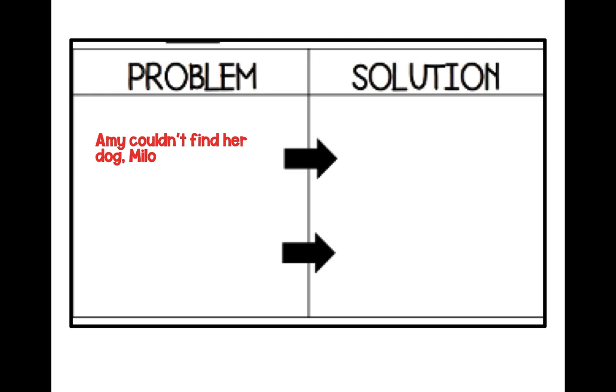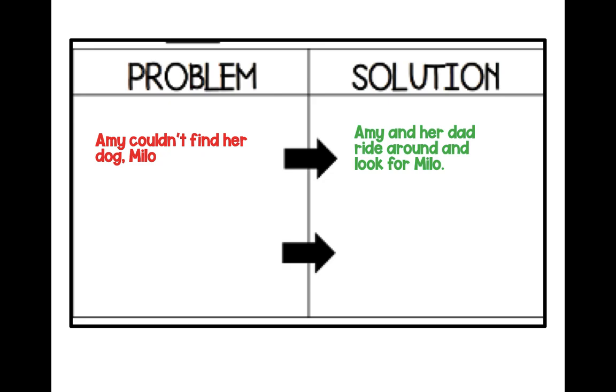And so how did Amy solve that problem? Pause the video and repeat. How did Amy solve that problem? Tell me how. Yeah, to solve that problem, her and her dad, they ride around to look for Milo. That's how they fixed that problem.